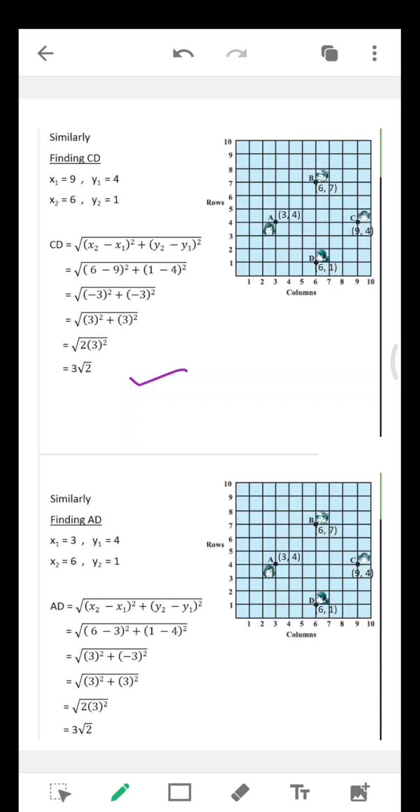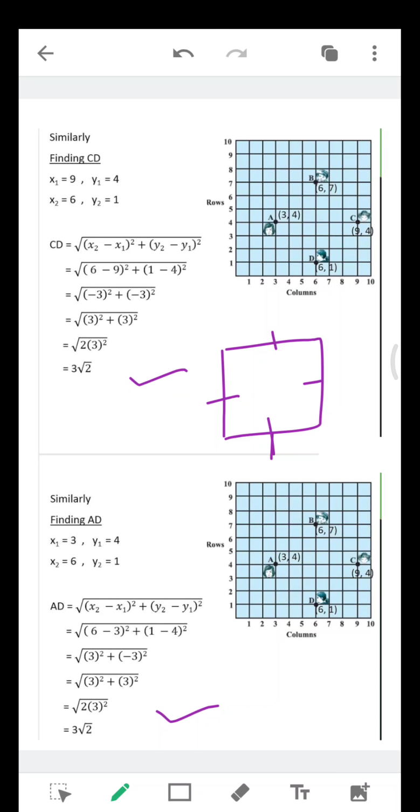This CD is also 3 root 2. The distance between C and D is 3 root 2, and distance AD is also 3 root 2. So you have to apply the distance formula, for which you have had a lot of practice. Applying the distance formula, we are done with the sides. So we found that all the four sides are equal.